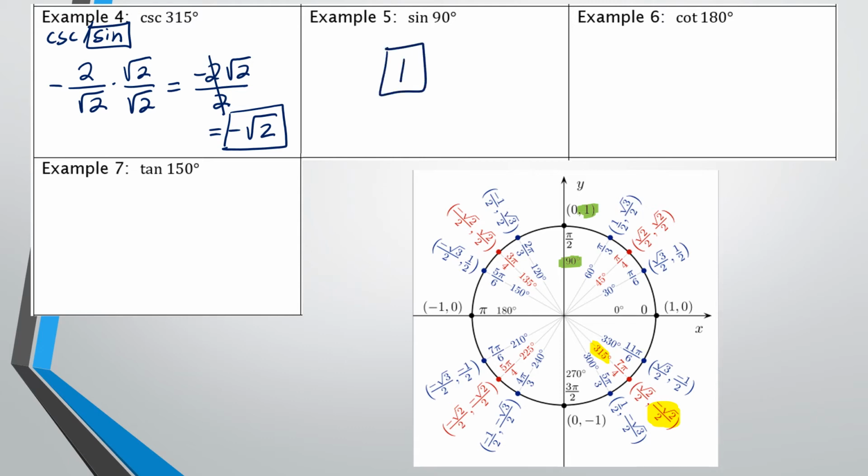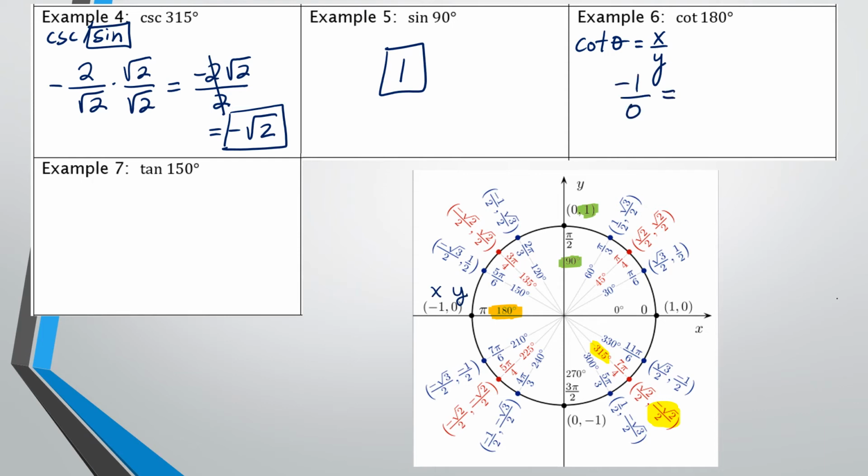Cotangent is going to be a little bit more work. Remember that cotangent of theta is equal to x over y. So you hopefully have that memorized. If not, hopefully you have that tangent is y over x, and then you can just kind of flip it in your head. So we're going to take a look at 180 degrees, which is right here. And I'm going to take my x coordinate and divide it by my y coordinate. So that's going to be -1 divided by 0.